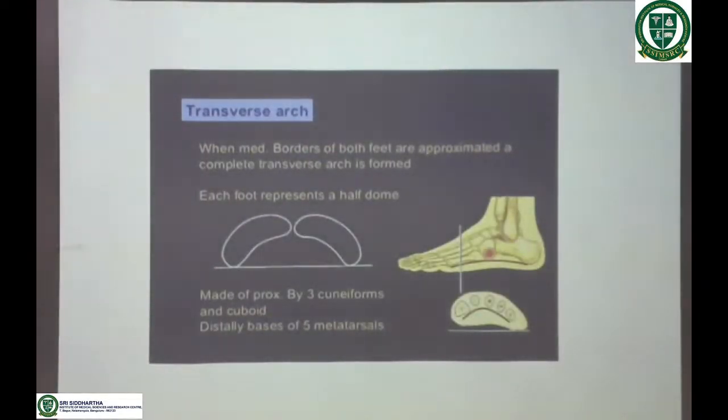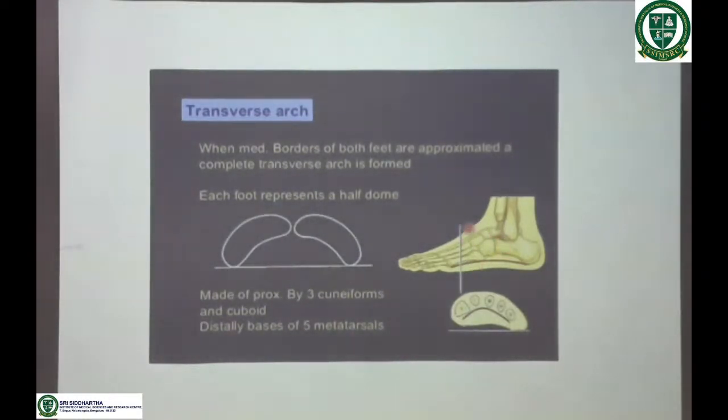Here we are seeing this is the cuboid. This is the lateral view, this is the cuboid, and here these are the cuneiform bones. And this is the base of the metatarsal bones. In relation to that, here we get the transverse arch. Like this, here we get the transverse arch.